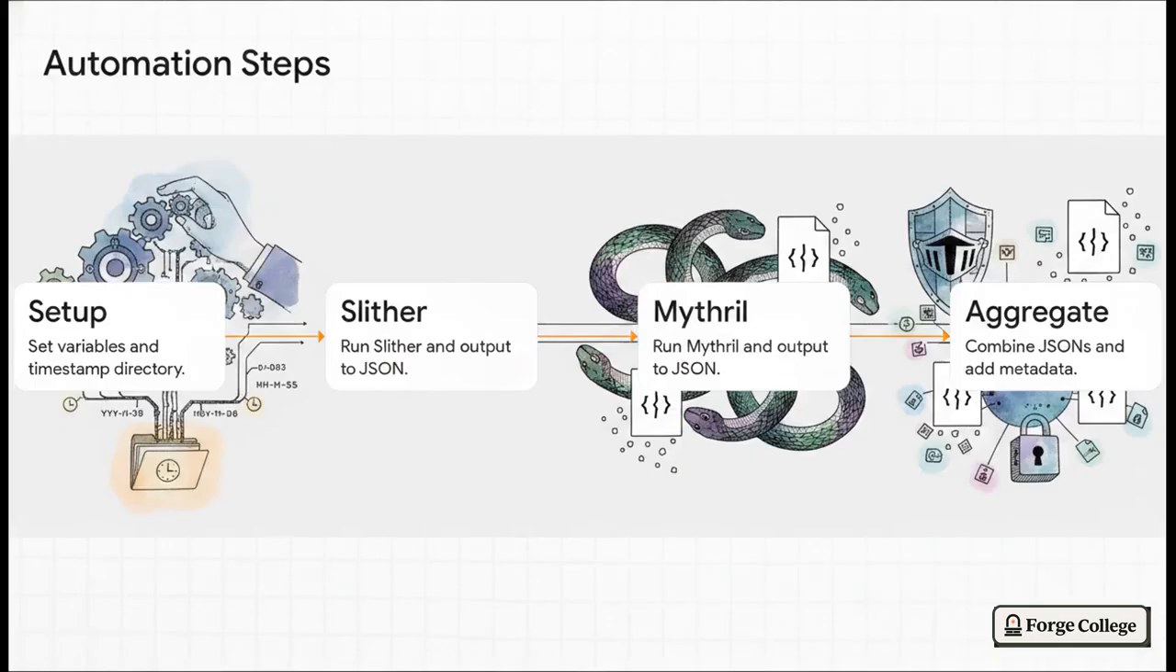Well, our factory operates in 4 really distinct steps. First up, we set our variables and generate a time-stamped output directory. Think of a format like year, month, day, followed by hour, minute, second. This is absolutely crucial because it completely isolates the artifacts of each specific run. Step 2, we run Slither and save its JSON output. Step 3, we do the exact same thing for Mythril. And finally, Step 4, we aggregate those JSON files alongside our run's metadata.